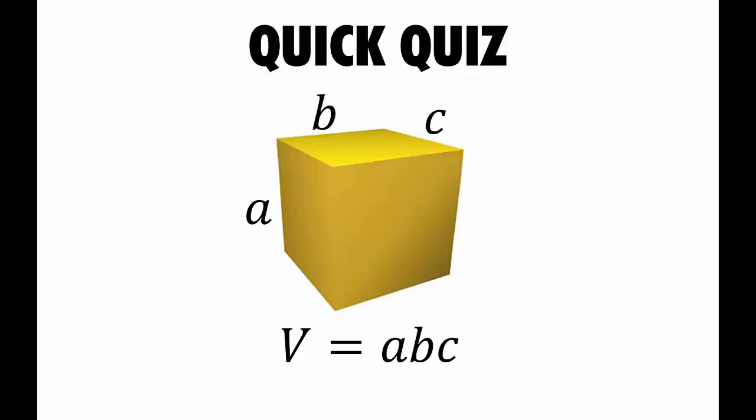Consider the volume of a box, which is defined as the product of the length of its 3 sides. What is the derived unit for volume in SI units?